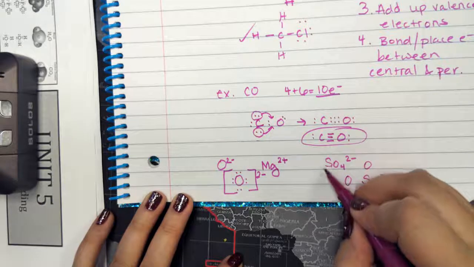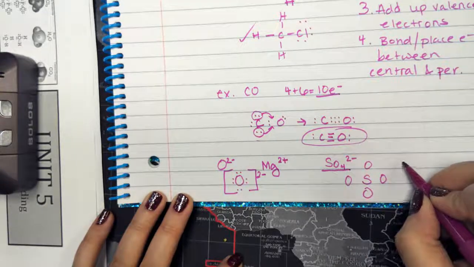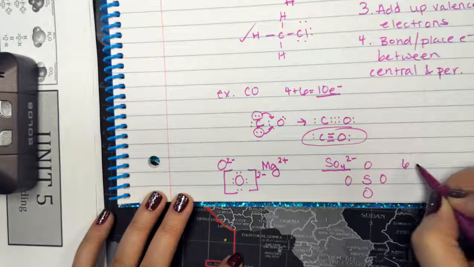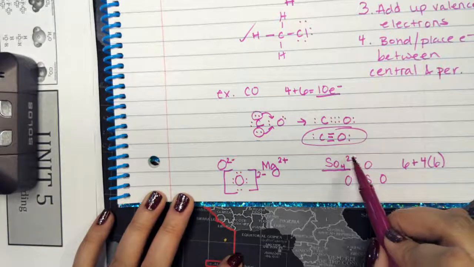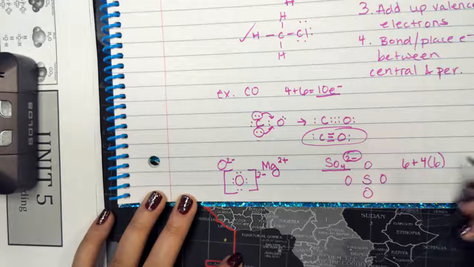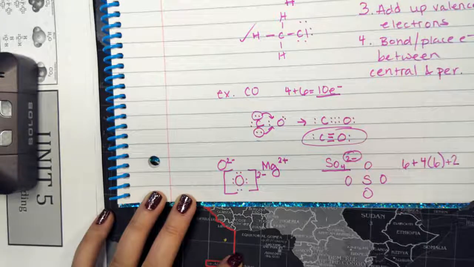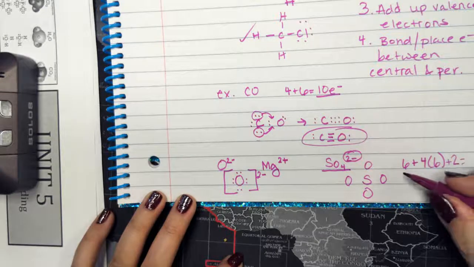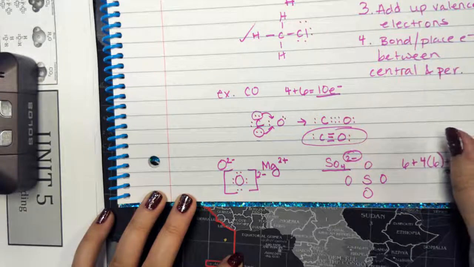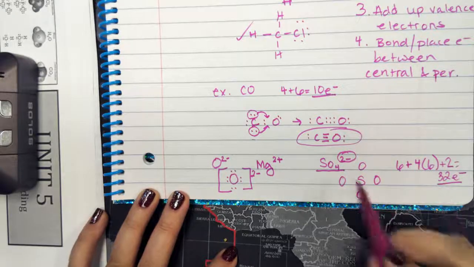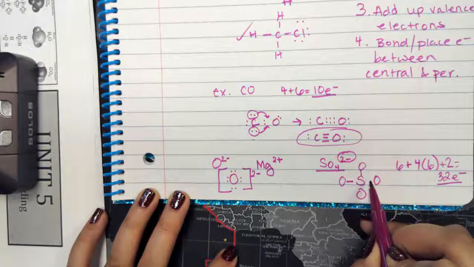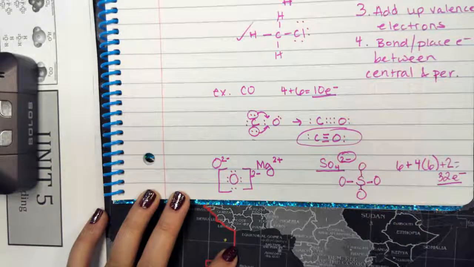Now I'm going to add up the valence electrons. So I know sulfur has a total of 6 electrons, and oxygen has a total of 6 electrons. What I notice here is that negative 2 means I'm really adding 2, so I would add that 2 next to my sulfur and oxygen electrons. So 4 times 6 is 24, plus 6 is 30, and then an additional 2 is 32 electrons that I'm placing. Okay? So with that in mind, I'm going to go ahead and put my electrons connecting my central and peripheral atoms. So 2, 4, 6, 8.